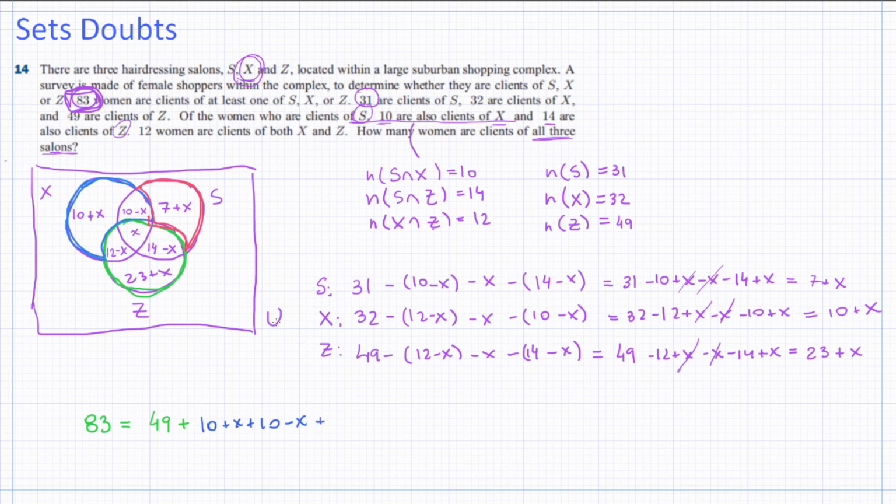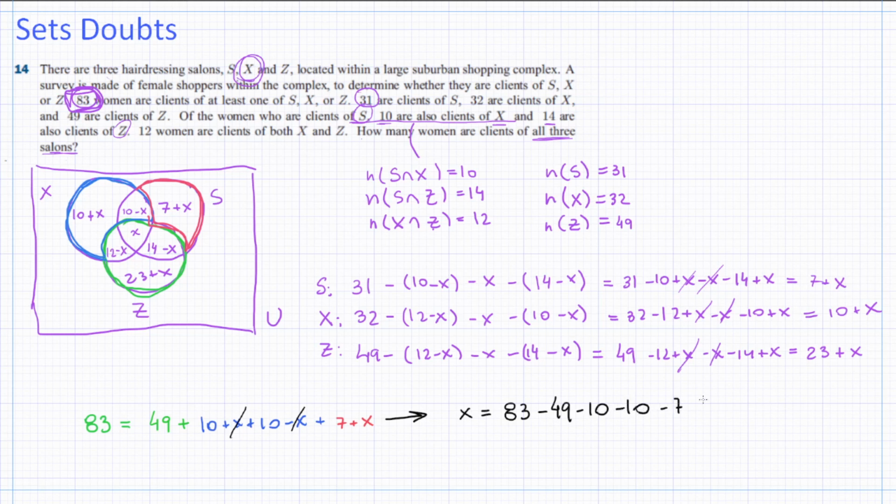Plus, and now the last part here, which is just the exclusive S. 7 plus x. And now we solve it. So, if we rearrange this, we can cross out some x's here, right? So we would have x equal to, I'll just make x my subject, and I'll have everything else on the other side. So on my right hand side now, I would have 83 minus 49 minus 10 minus 10 minus 7.